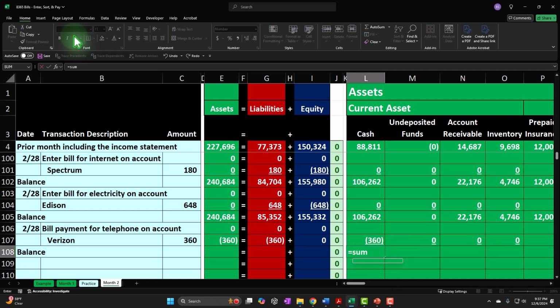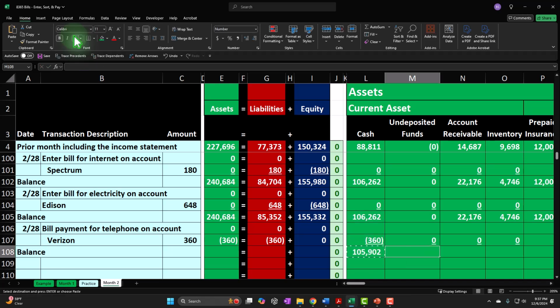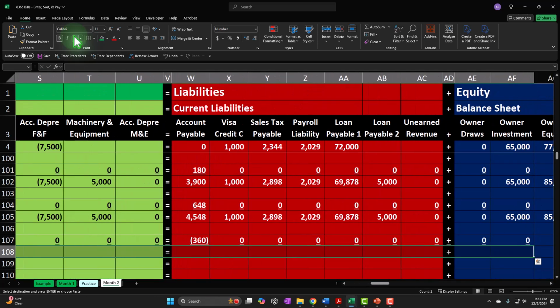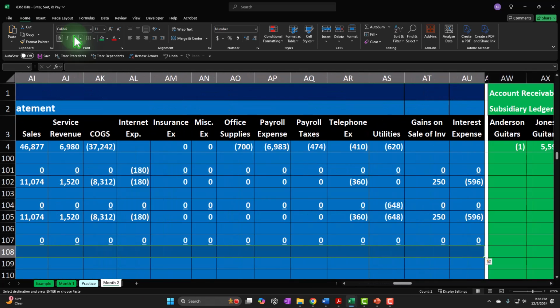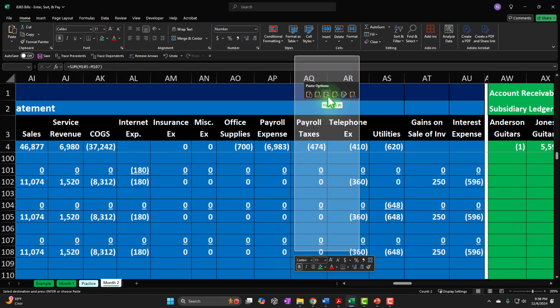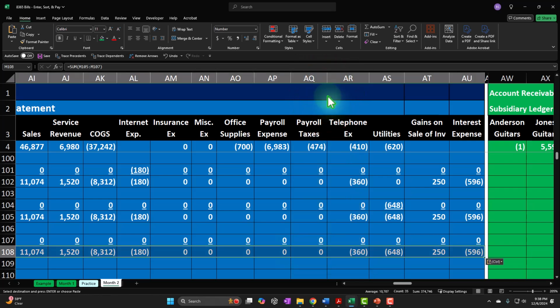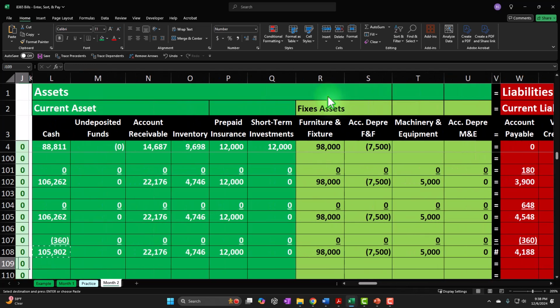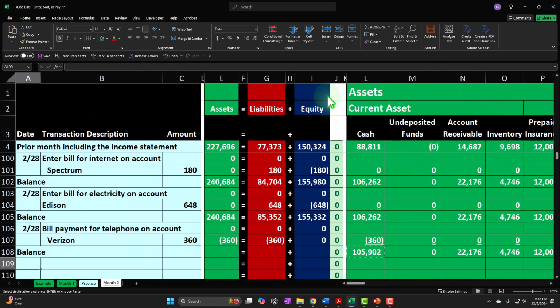Equals the sum of this plus this. We'll copy that, Control C, right arrow holding down Shift, scrolling on to the right. We will paste it formulas only. Boom. Let's do one more bill payment, paying off the Spectrum bill, just to get a feel for it now that we got the rhythm down.